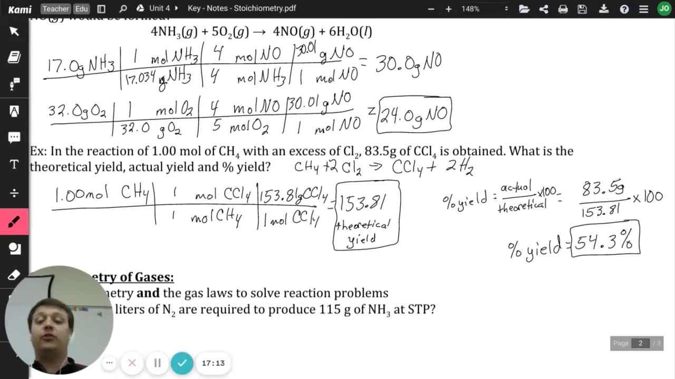83.5 was from what they told us in the problem. So they actually obtained 83.5 grams of CCl4. Theoretically, they should have obtained 153.81 grams. So then my percent yield would be 54.3% yield. Okay?